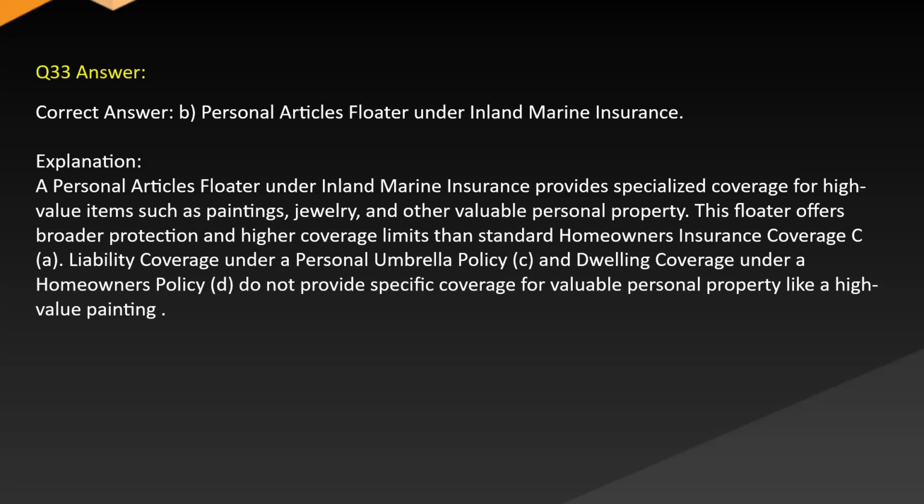Explanation: A personal articles floater under inland marine insurance provides specialized coverage for high-value items such as paintings, jewelry, and other valuable personal property. This floater offers broader protection and higher coverage limits than standard homeowners insurance coverage C. Liability coverage under a personal umbrella policy (C) and dwelling coverage under a homeowners policy (D) do not provide specific coverage for valuable personal property like a high-value painting.